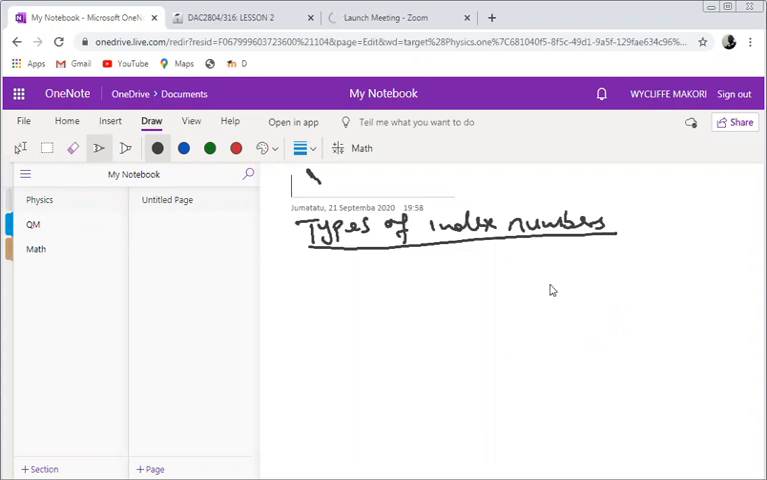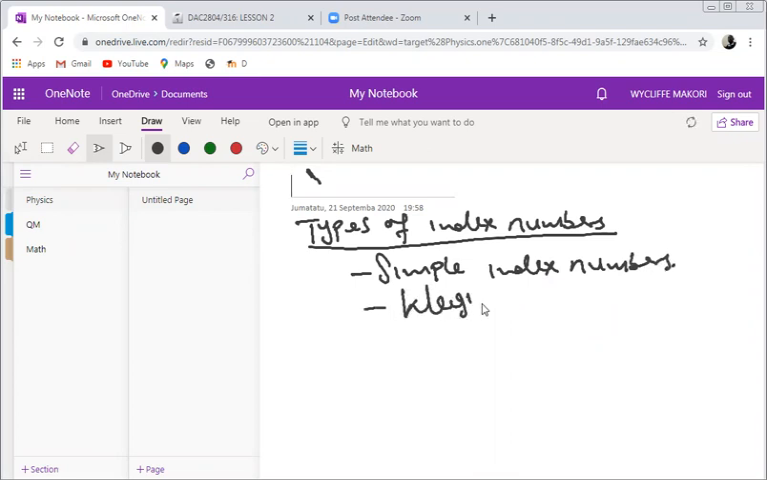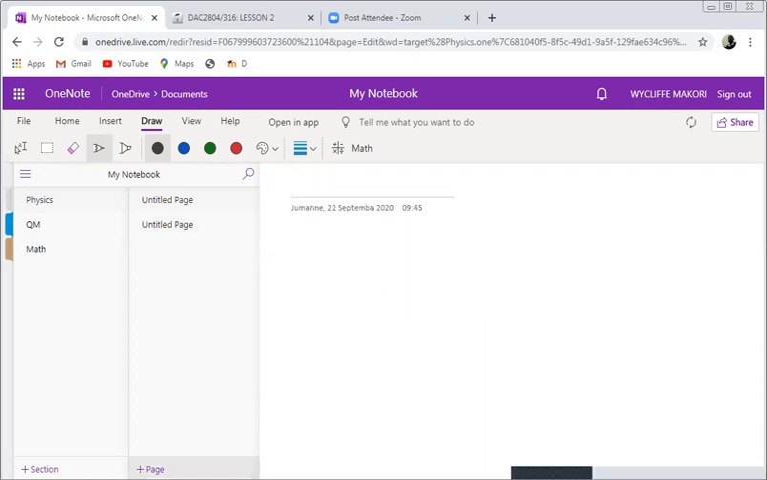In today's class, I would like us to look at the types of index numbers. Basically, index numbers are classified into two categories: simple index numbers, and weighted index numbers. Those are the two types of index numbers that we have, but in today's discussion, I want us to focus on the simple index numbers, what they are and how they are calculated.